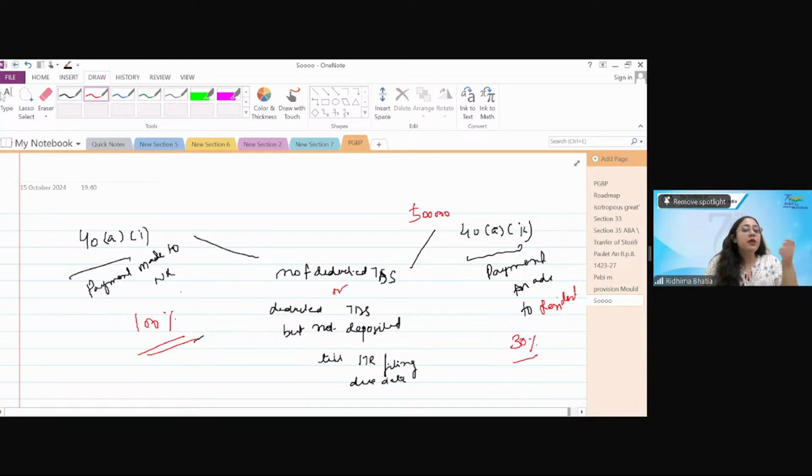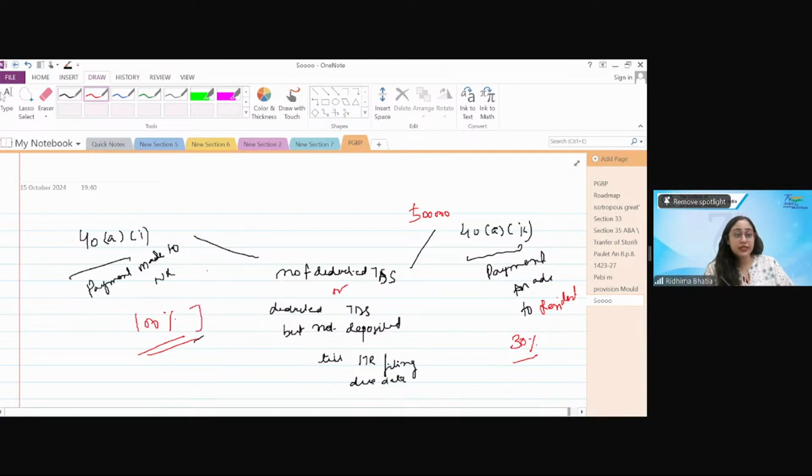But if I am making a payment to a non-resident, rent would not come here, the rent section is not 194I. If I am making payment for 194B or 194E, any such type of expenditure, to a sports person, and I did not deduct the TDS, 100% would be disallowed. Pura ka pura would be disallowed.